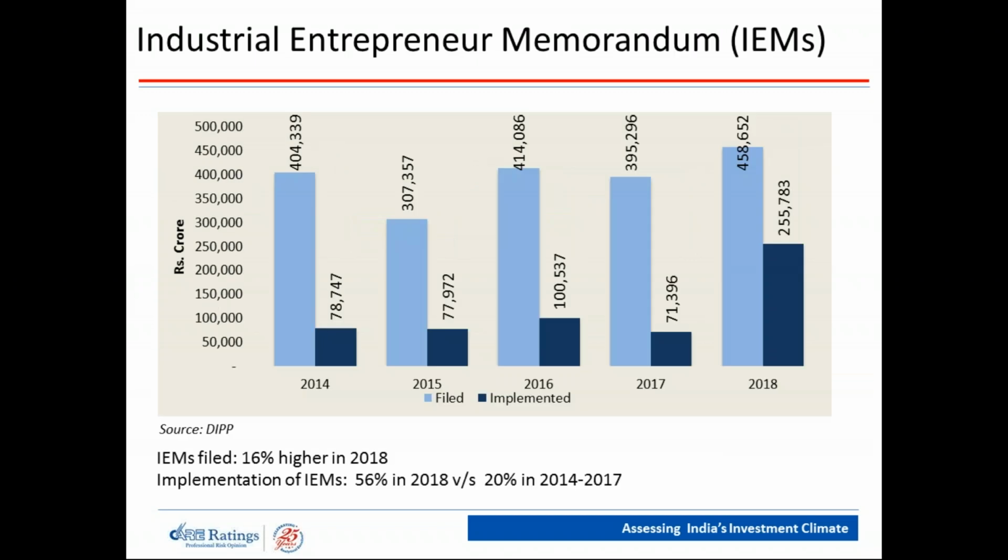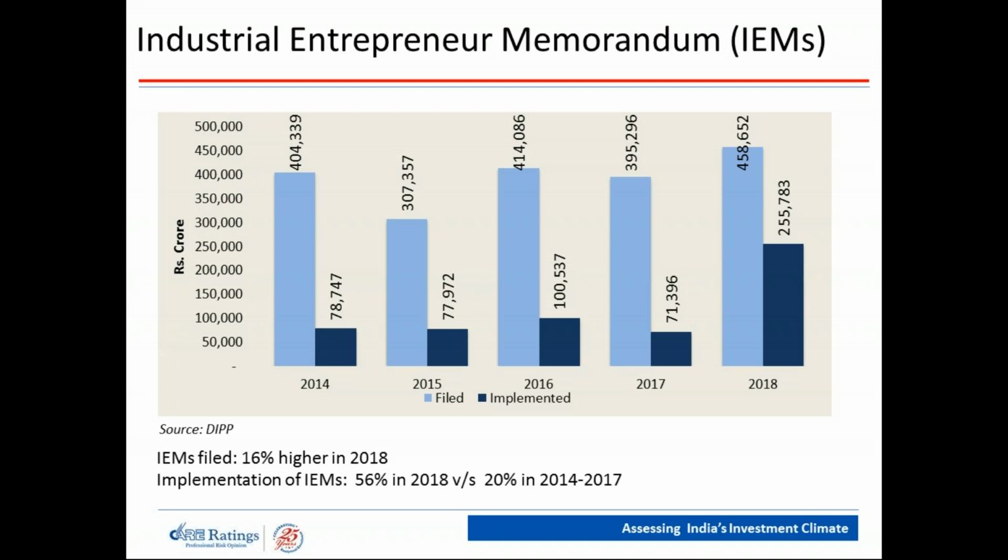Industrial Entrepreneurs Memorandum data, the IEMs filed, show a positive picture for this year. For the calendar year 2018, there has been an increase in the number of IEMs filed. It was 16% more than in 2017. While these refer to only intentions, it is still positive from the point of view of reflecting potential investment.